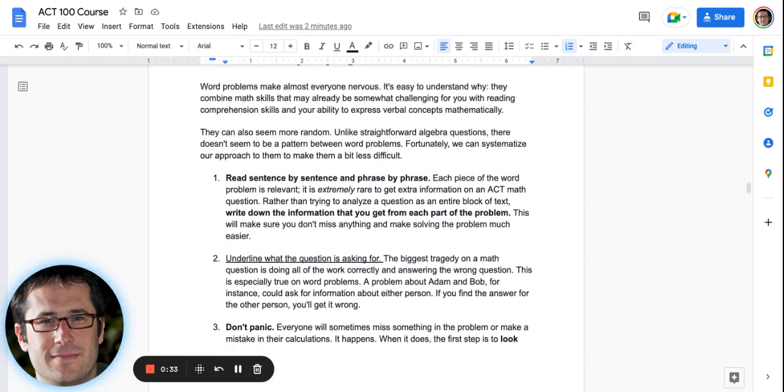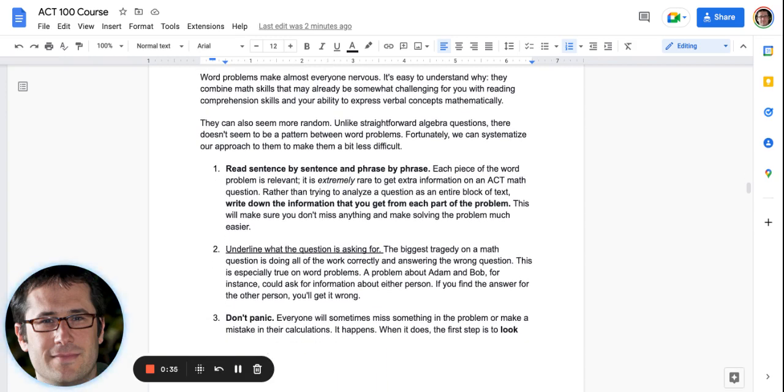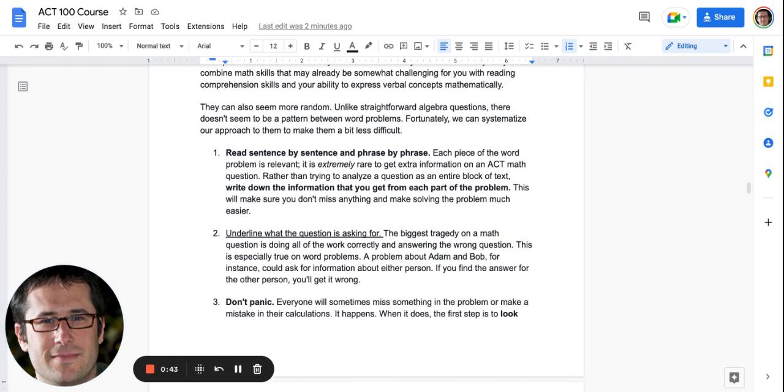So let's learn some principal ideas that will make word problems more predictable. All right. So the first and most important thing is read sentence by sentence and phrase by phrase, right? You really have to break it down into one word at a time, one phrase at a time. Okay. The ACT does not give you extra information, right? Everything in the problem is relevant on the ACT. I think I've seen one question in the last 10 years where they had something kind of random. Okay. So forget about that.